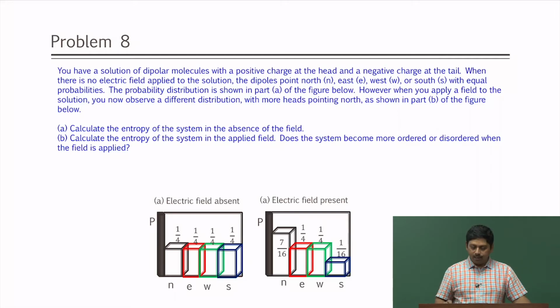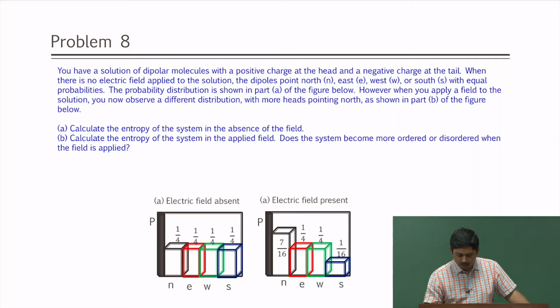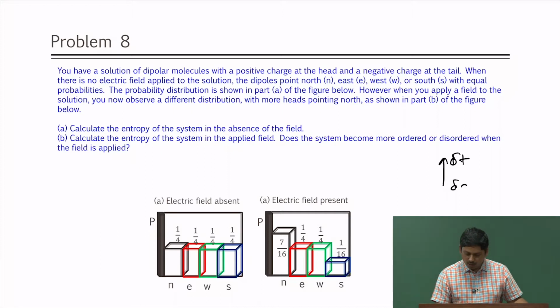So now, problem number 8. You have a solution of dipolar molecules with a positive charge at the head. It looks like this, delta positive, and negative charge at the tail. That is the convention, right? When there is no electric field applied to the solution, the dipoles are randomly oriented.